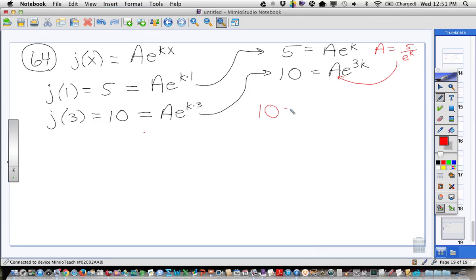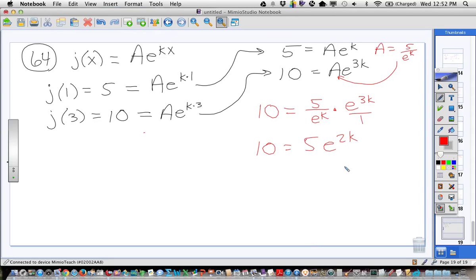So I get 10 equals 5 over e to the k times e to the 3k. Now I can put a 1 under that if that makes life a little easier. Now what can I do there? Can I cancel those e to the k's? What would you get? e to the 2k, because really what you're doing is subtracting the power. 3k take away k is 2k. So this comes out to be 10 equals 5 e to the 2k.